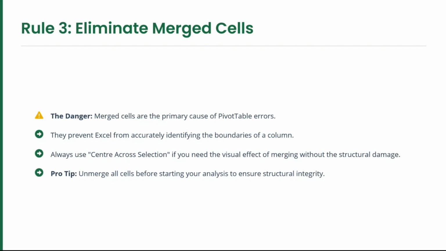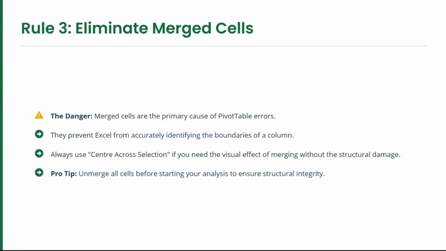So it's a danger. Merged cells are the primary cause of pivot table errors. Errors are quite prominent, where you'll get weird numbers after doing a pivot table. They prevent Excel from accurately identifying the boundaries of a column, because if you've merged two cells, it doesn't know if it is one cell or two cells. So you need to make sure you're keeping it simple. Always use Center Across Selection if you need the visual effect of merging cells without the structural damage.